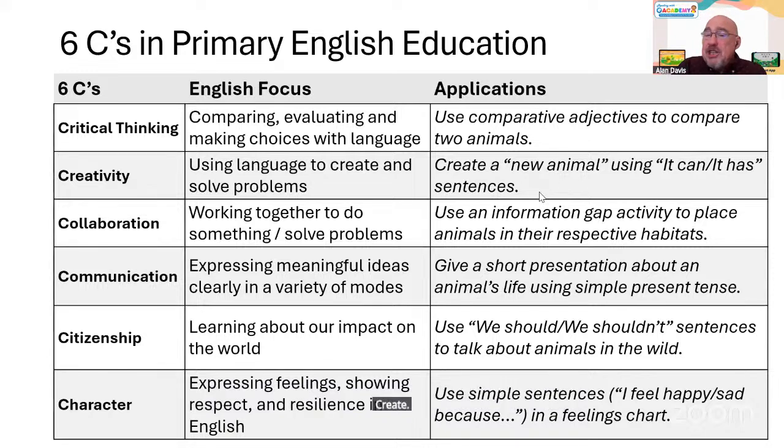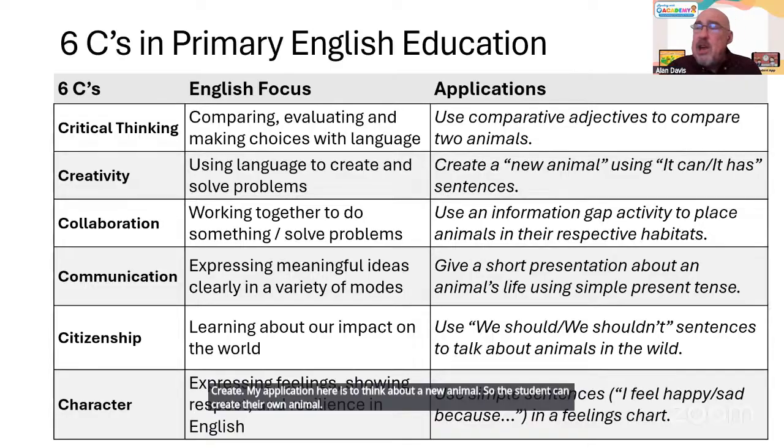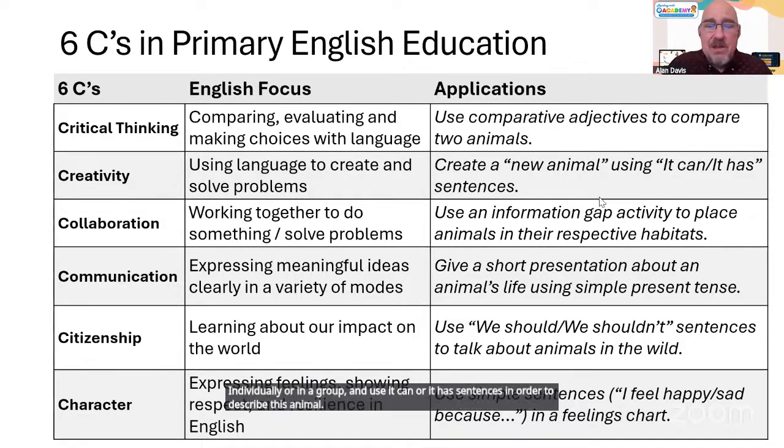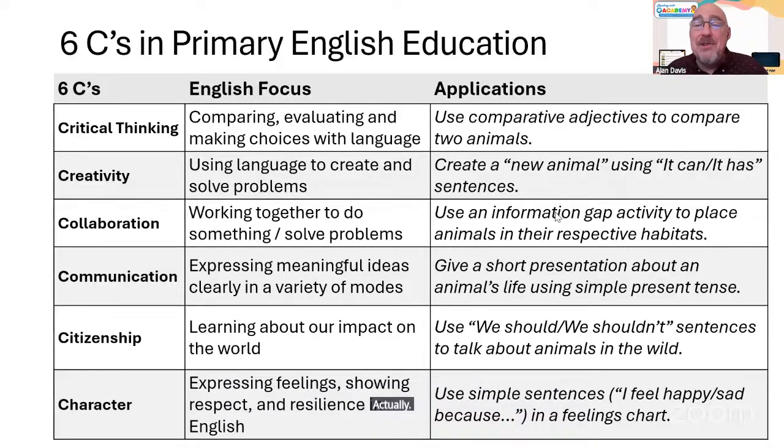My application here is to think about a new animal. So the student can create their own animal individually or in a group and use "it can" or "it has" sentences in order to describe this animal. Actually, I've done this activity a few times. It's quite fun. Students get a kick out of it.